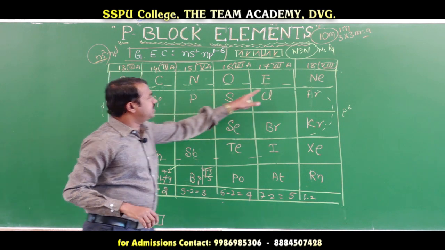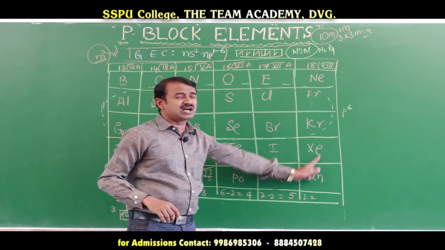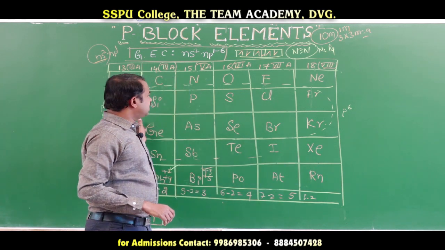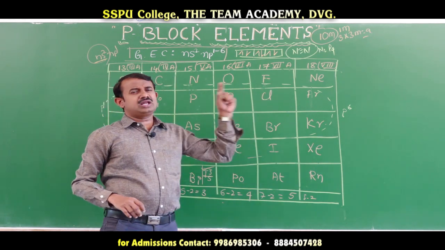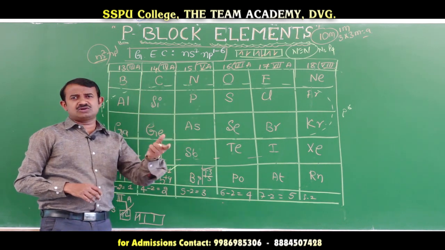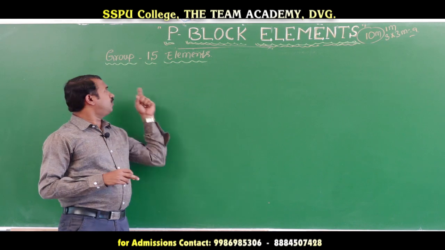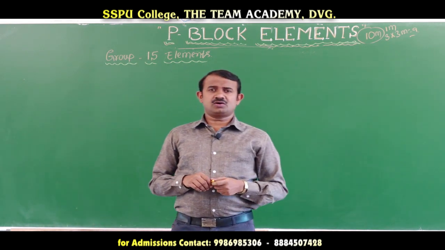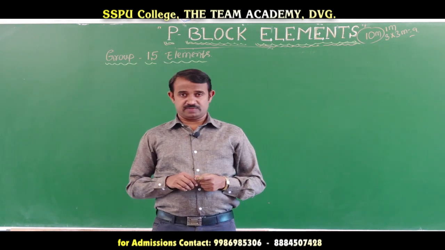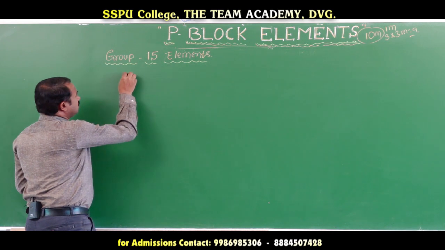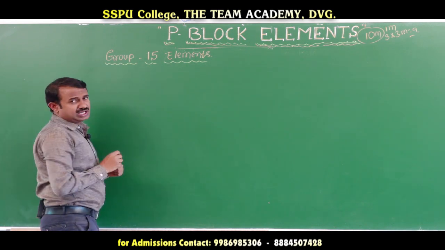These are all noble gases. You should know these are noble gases, or zero group elements, or inert gases. The remaining elements have discrete molecules. Next we will go one by one. We will go for group 15th elements, which is called the nitrogen family. Group 15th elements are also called the nitrogen family.